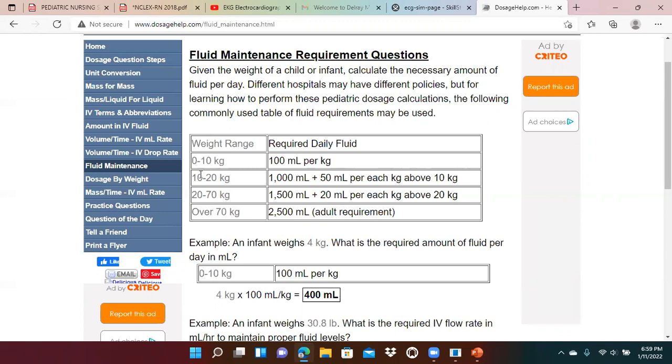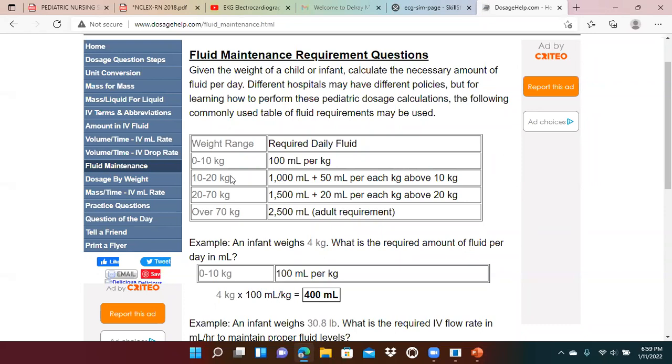If my baby is 10 to 20 kilograms, they need 1000 mL plus 50 mL per each kg above the 10 kilograms.